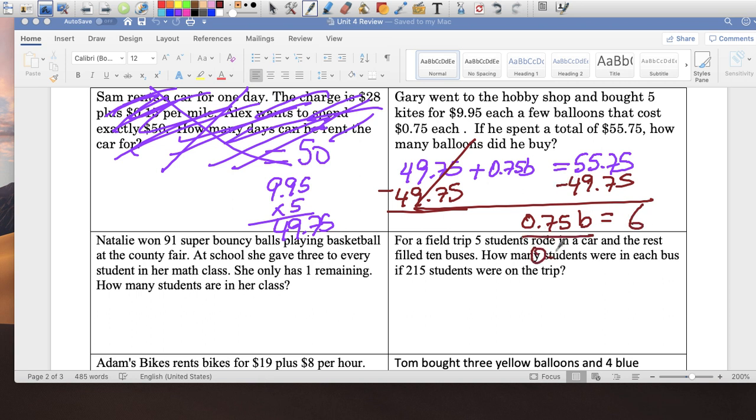And now divide by 0.75 and divide by 0.75. And I'm going to get that he bought how many balloons? 8 balloons, exactly.